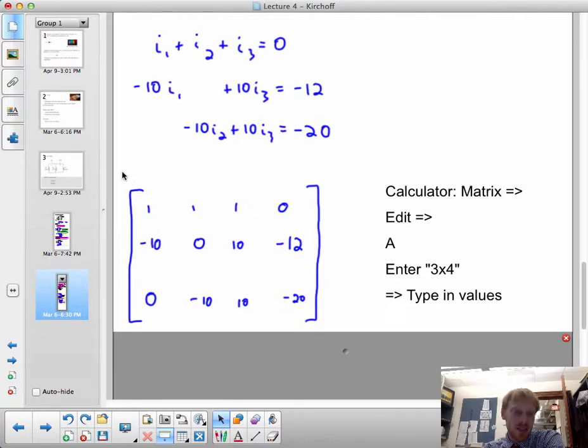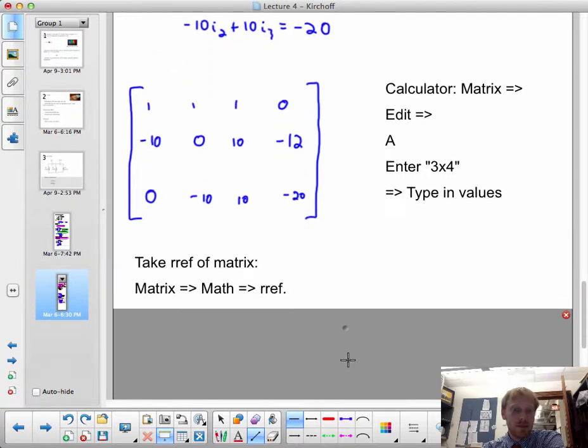Here's the way that I enter this into my calculator as a matrix. I press the matrix button, then edit, then I scroll down to option A, and the calculator asks what shape you want this matrix to be, how many rows and how many columns. I say 3 by 4, 3 rows, 4 columns. Then I type in these values, hitting enter one by one until I've entered this matrix into the calculator. Note that there's kind of an equal sign there in the matrix. This is just the way that you enter the system of equations into your calculator.